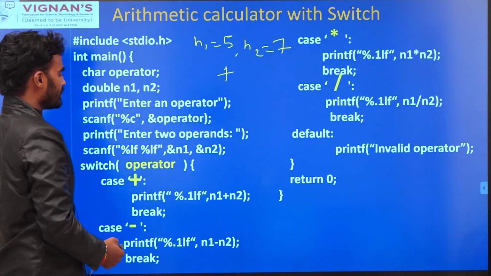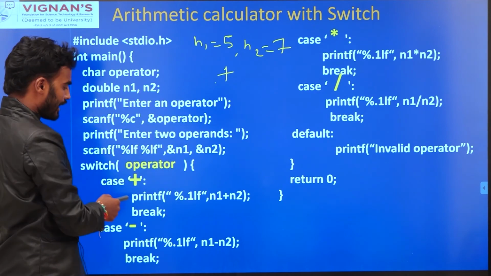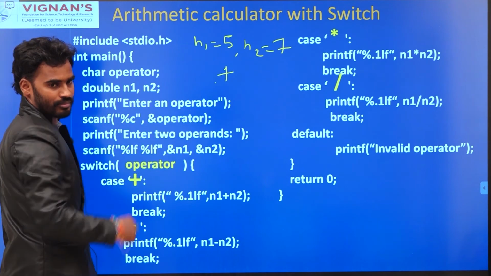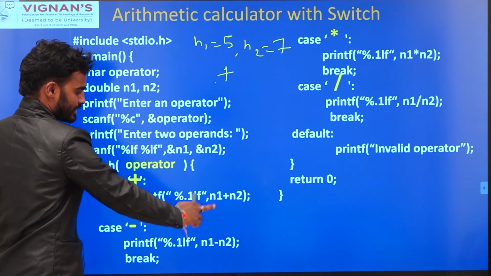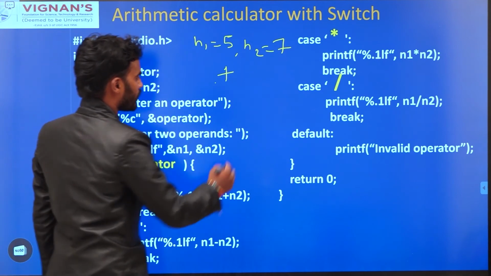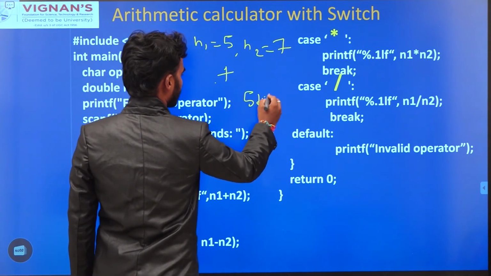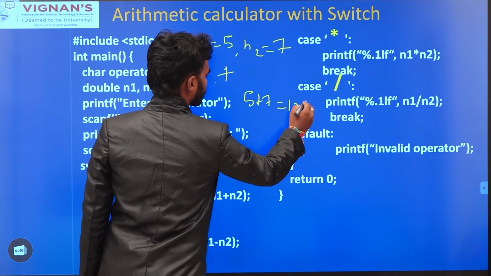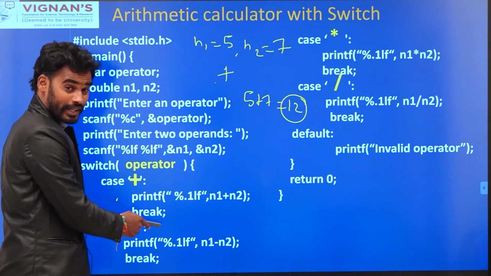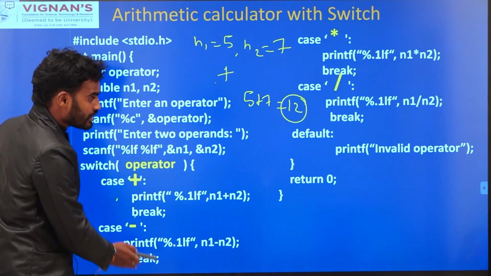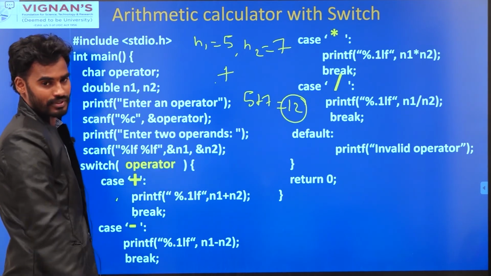So what the compiler will do is take this operator and match it with all the available labels. The operator matches the first label itself, and this statement will be executed, and you will get the output as 5 plus 7, 12. After executing this statement, there is a break statement, so it will come out of the switch case. It will skip the remaining labels because of the break statement.